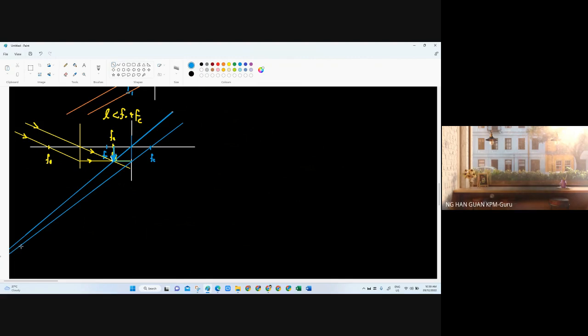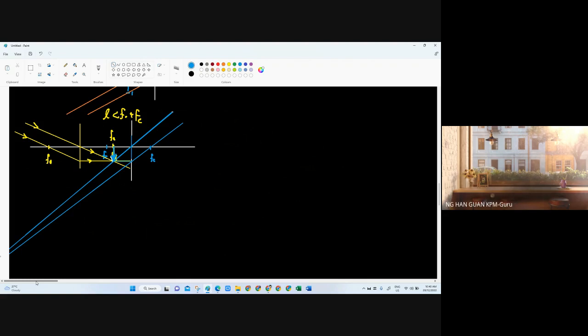But obviously you see that the image will be formed somewhere beyond here on the left hand side. Because it's getting closer and closer, it will form a sharp image. So the final image will be upright. Why do we say the final image is upright? Because we are comparing to the first image. But when we compare to the object, it's still inverted.